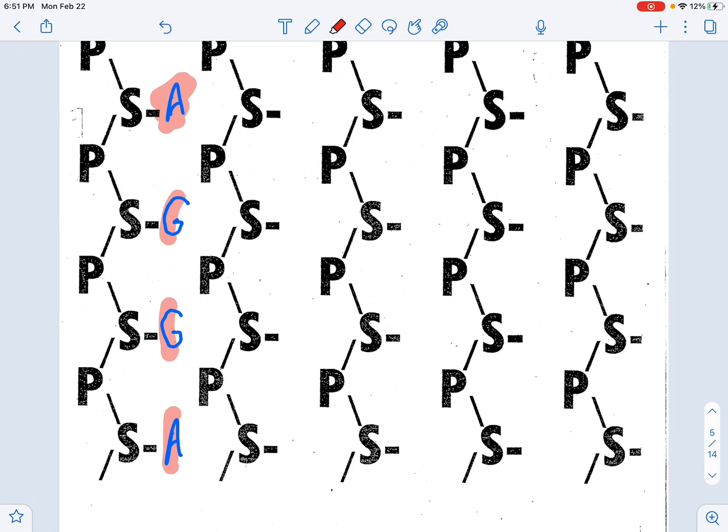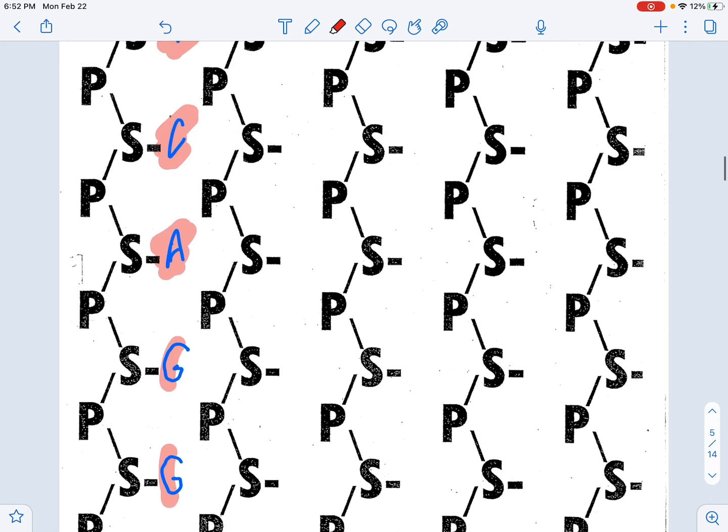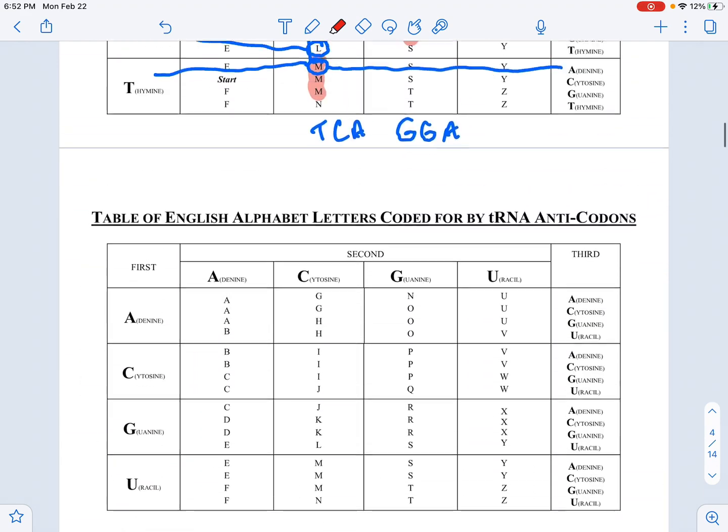Then what you would need to do is glue together multiple sugar phosphate backbones in order to get enough nucleotides to store the information for your name. Now again, remember that that is only the coding side. And of course, DNA is a double helix.